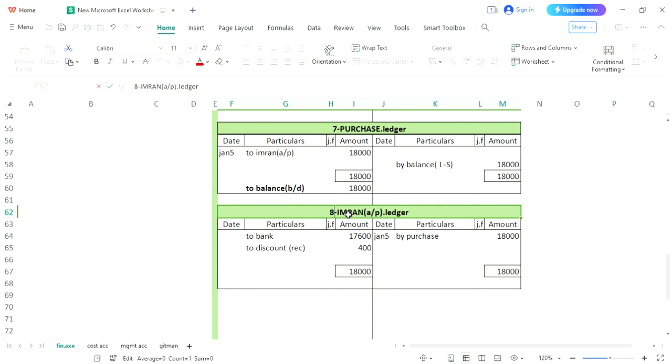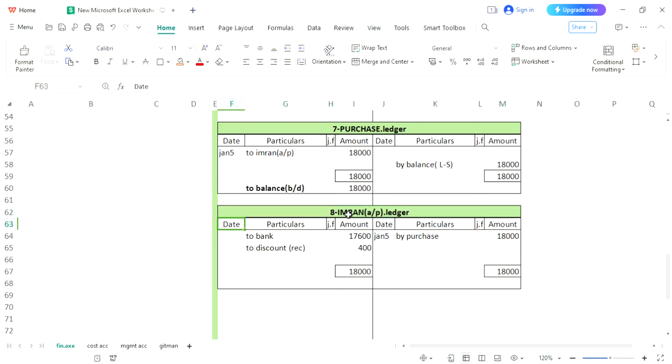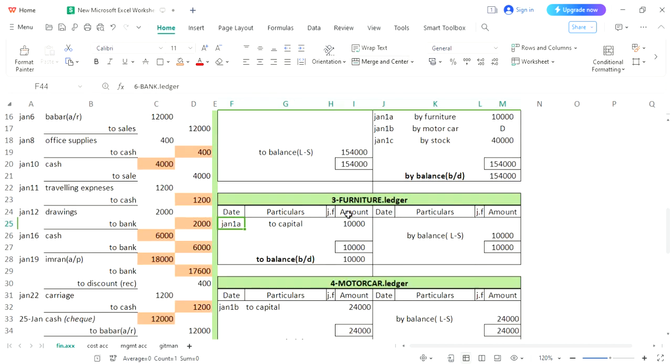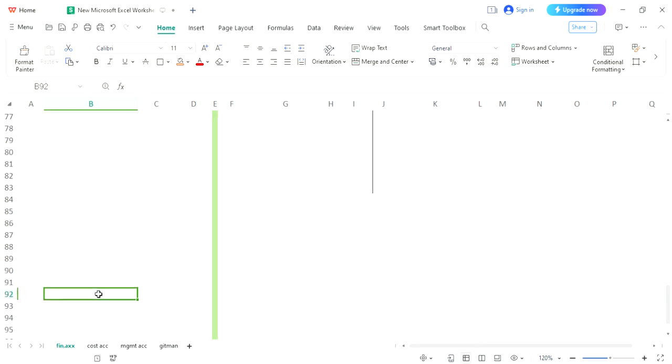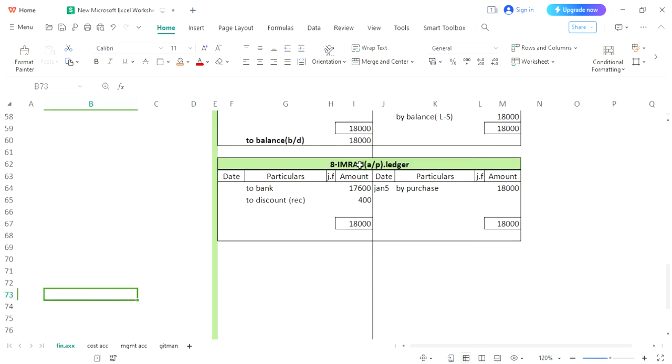So it was the 8th ledger, Imran. And now we will see what is next after Imran. This ledger you had made. The next unmarked entry is 12,000, which is for Babar, account receivable. You can understand the next ledger is Babar, account receivable.